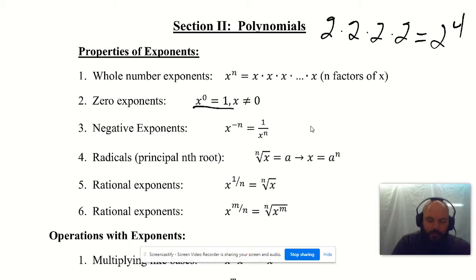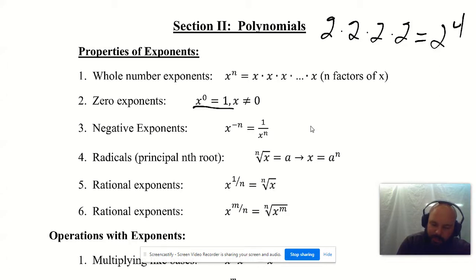The next one, property 3, is the negative exponents. The negative exponents tell us that if you have a power that is negative, you can rewrite that so the base and its power go to the bottom of a fraction, and then the power becomes positive. That property also works if you have a base and a negative power on the bottom of a fraction. It would move up top and no longer be in a fraction.